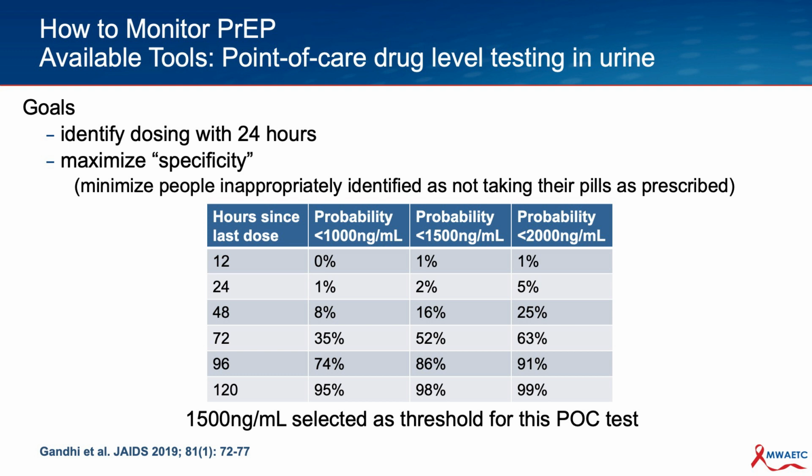And what you can see is this threshold. They picked this one here. So calling anybody who had under 1,500 nanograms per milliliter as looking like they hadn't taken their pills in the last 24 hours. So 98% of people will truly be under this threshold. Or when they say you haven't taken it, that will be true. There will be a 2% false positive rate.